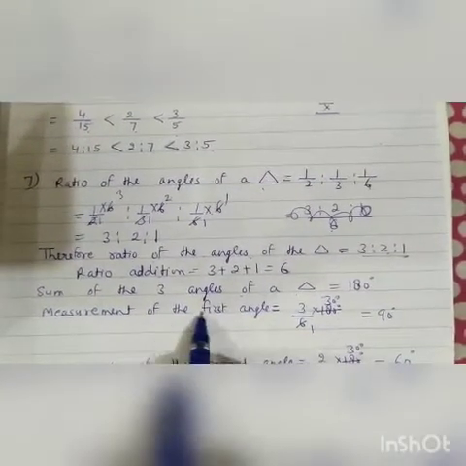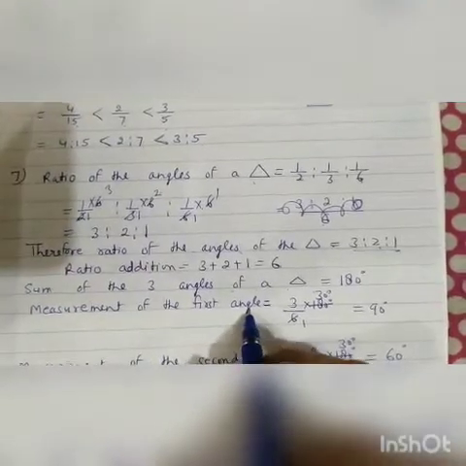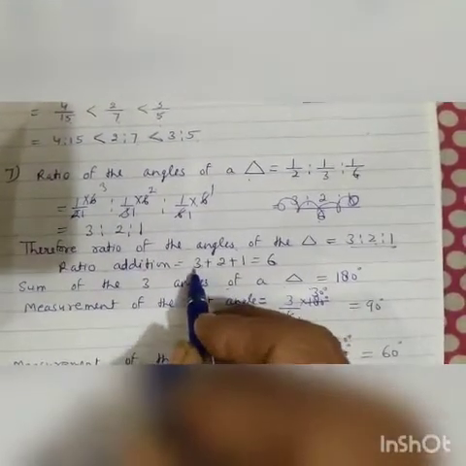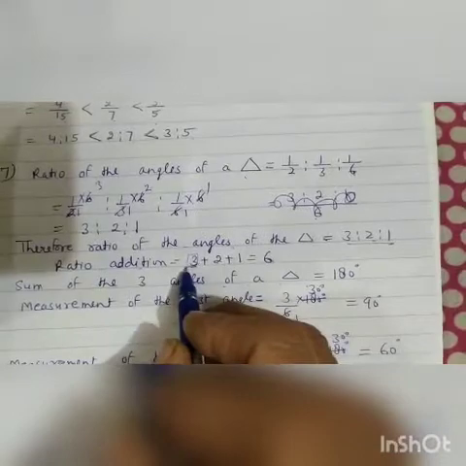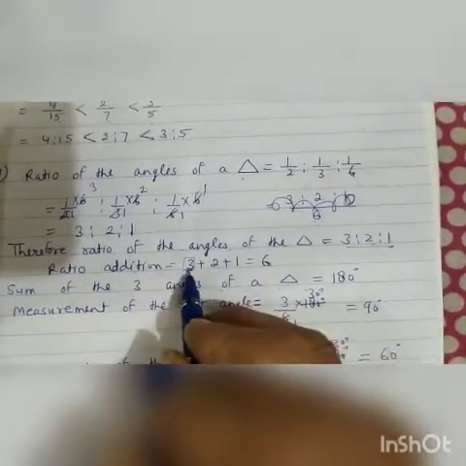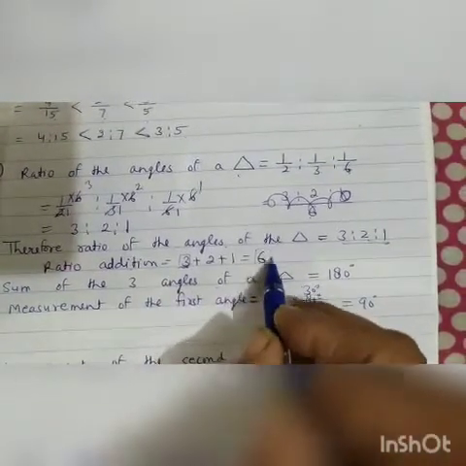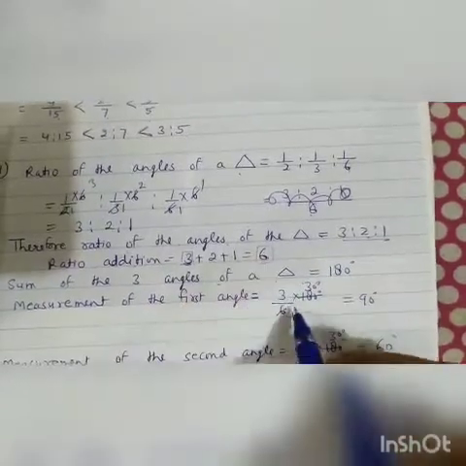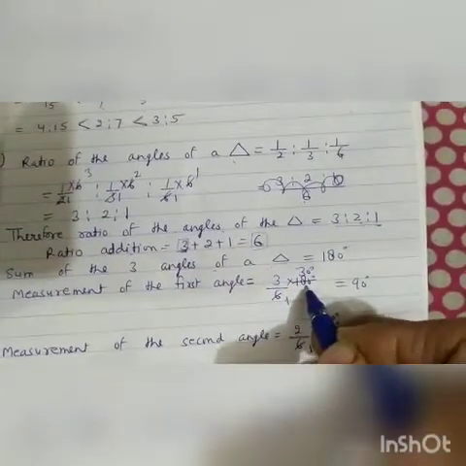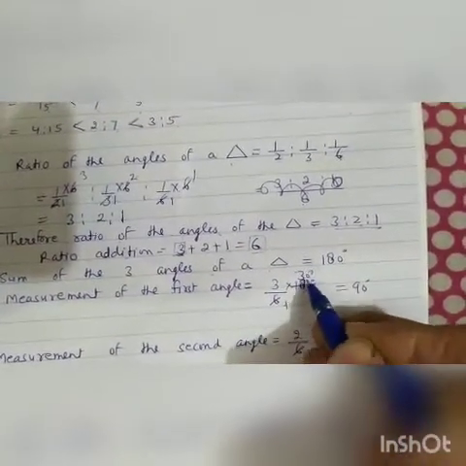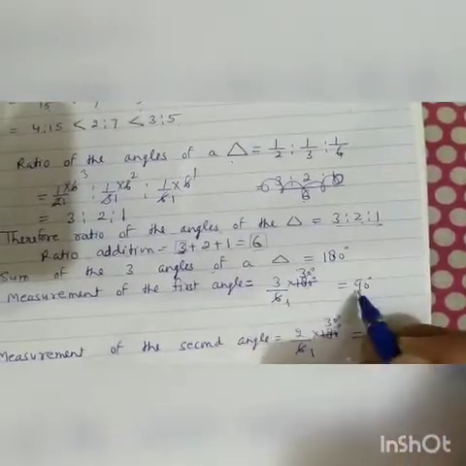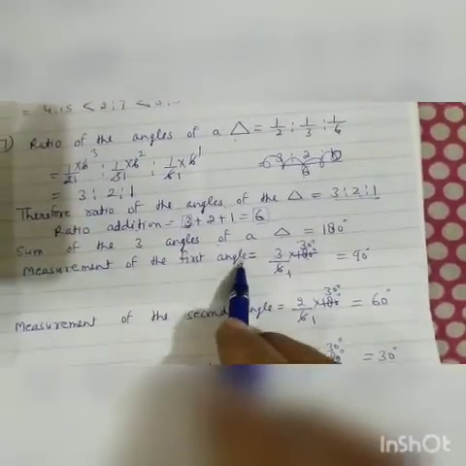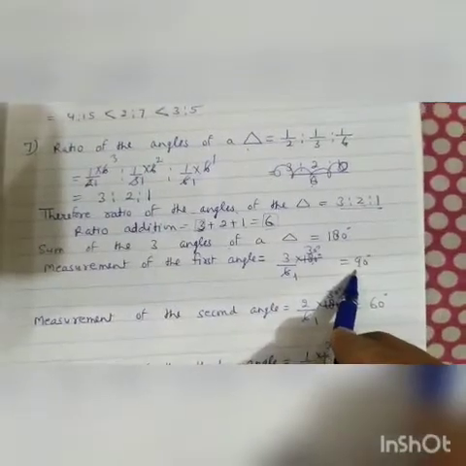So measurement of the first angle. What will be the measurement of the first angle? What is the ratio of first angle? It is 3. And what is the ratio addition? It is 6. So 3 upon this 6 into this 180. 6 1s are 6, 6 3s are 18, 0. Then 3 3s are 9, so 90. So measurement of the first angle is equal 90.